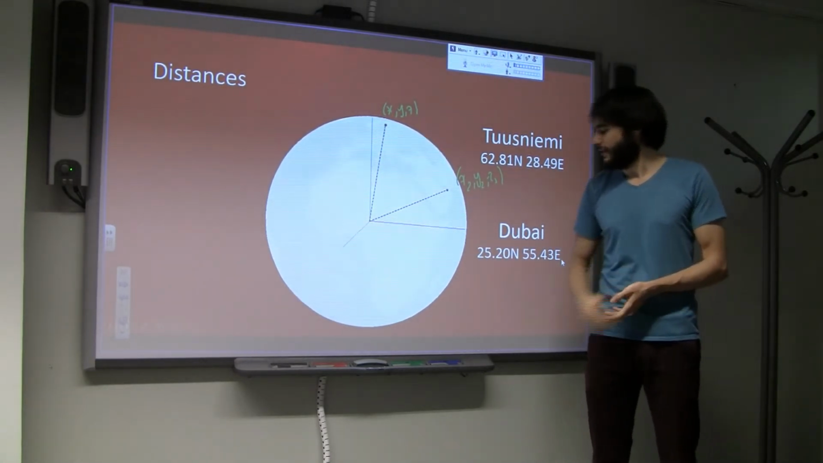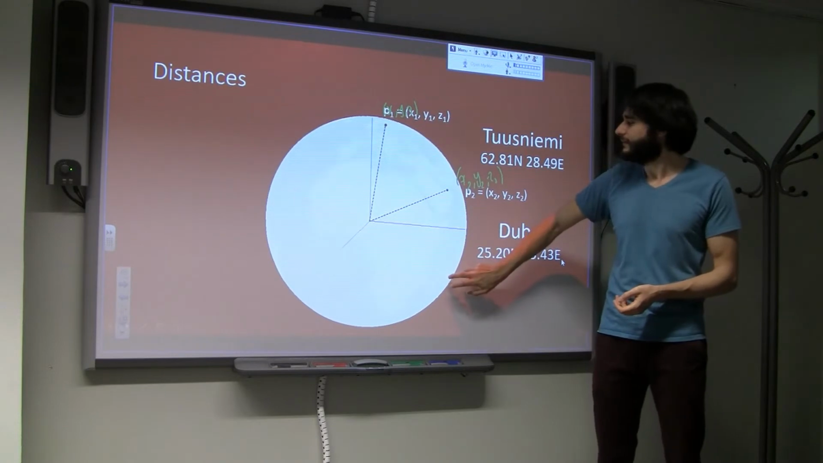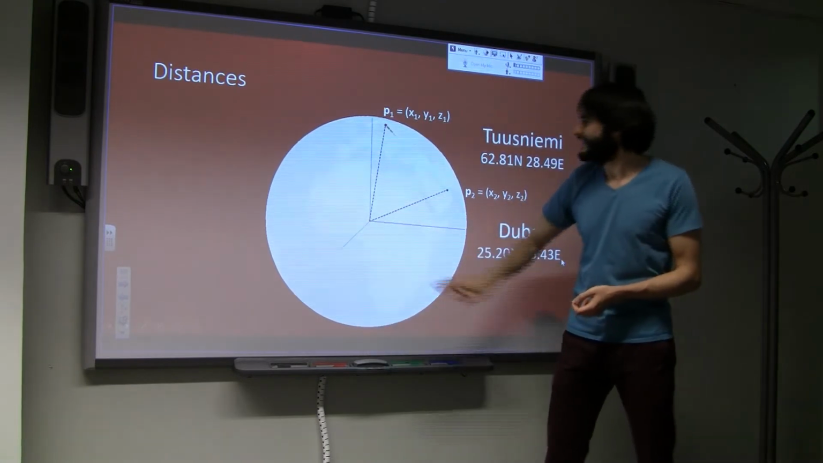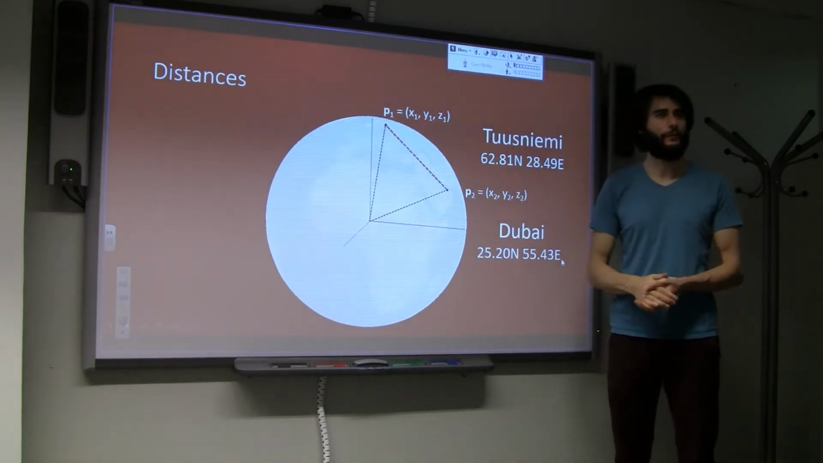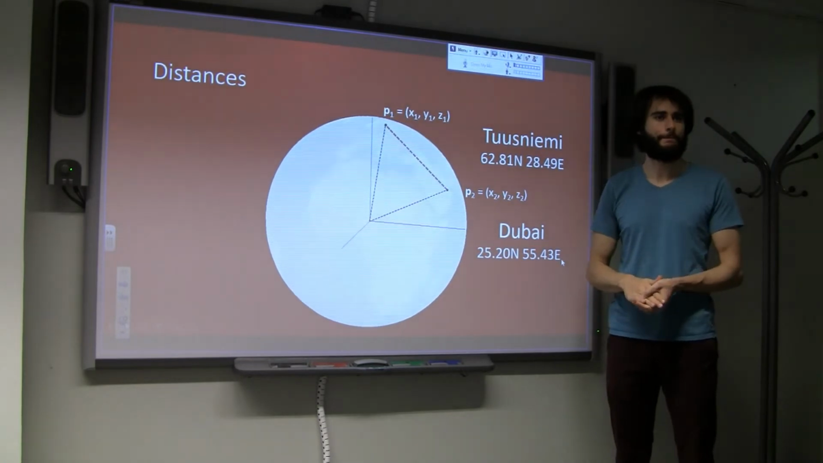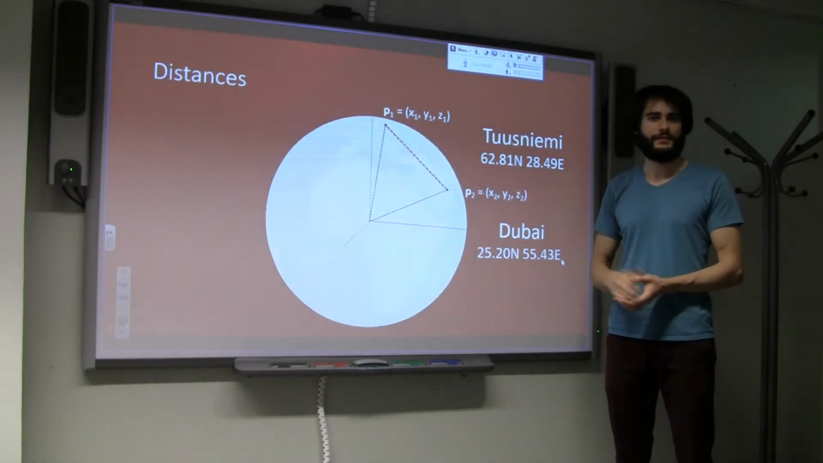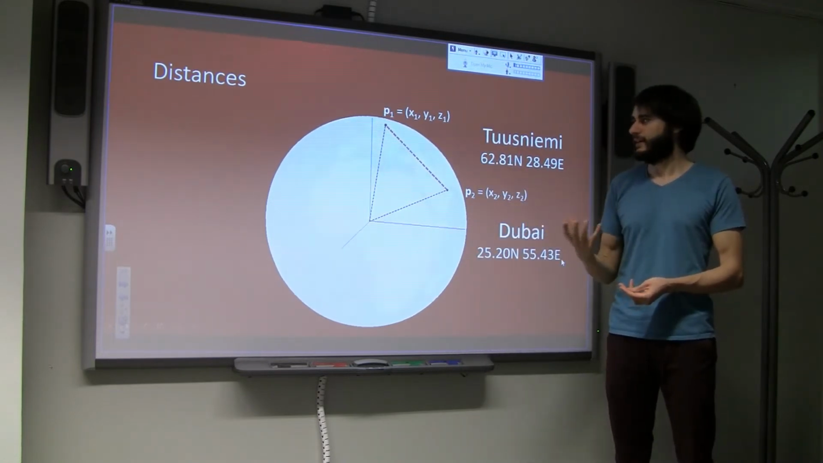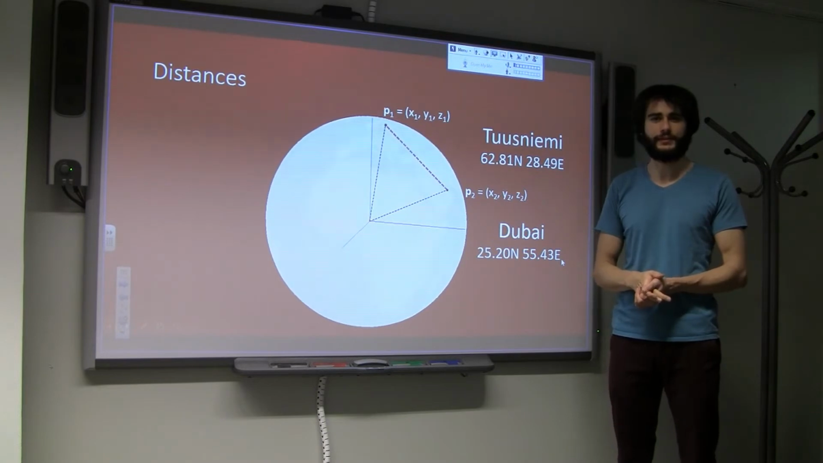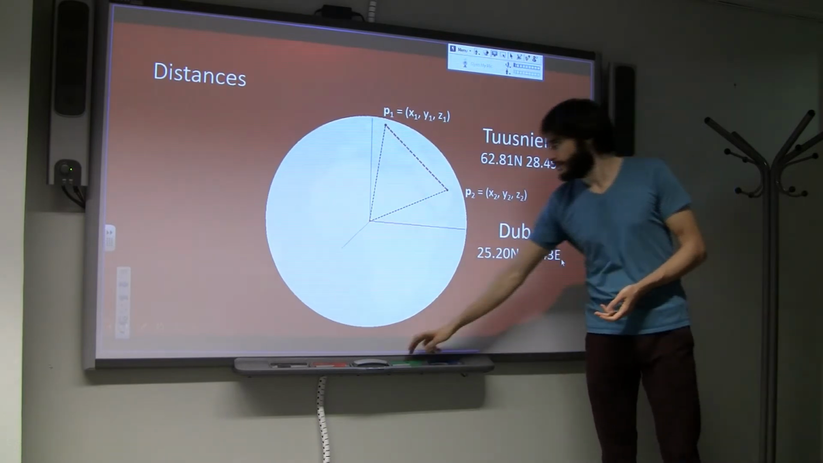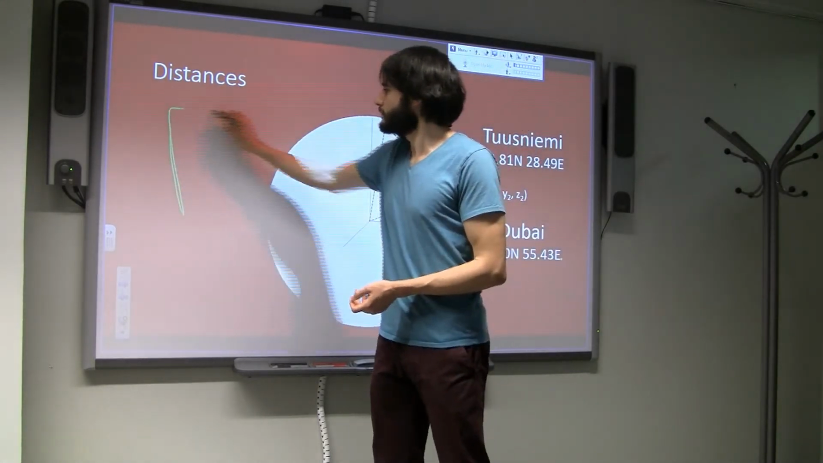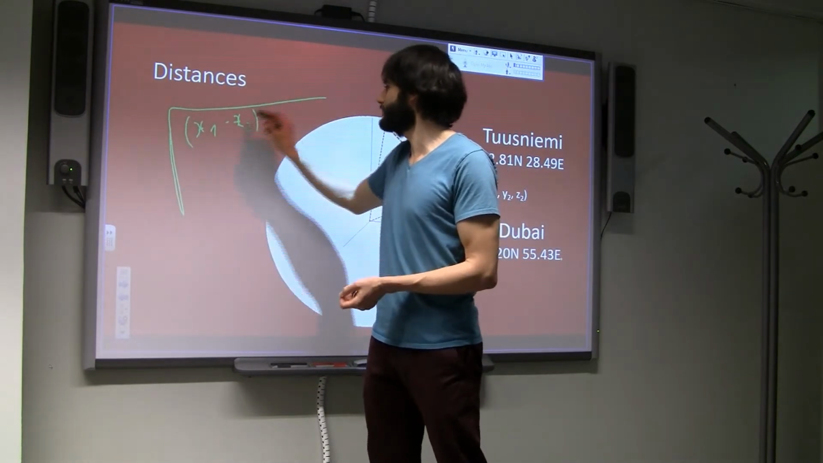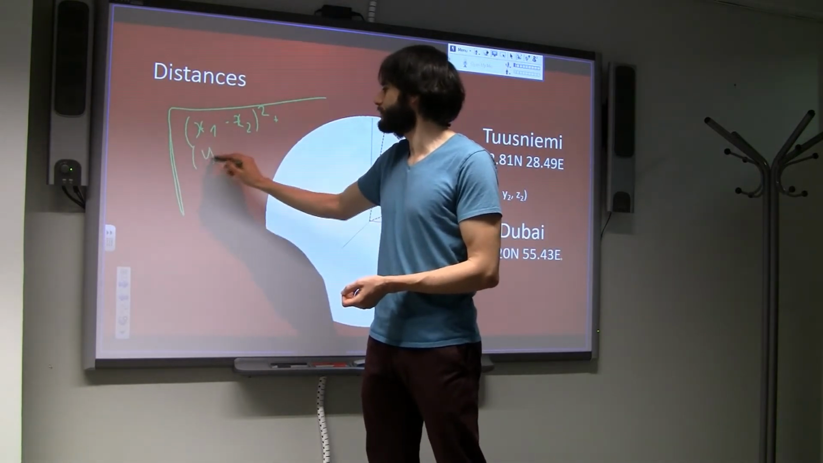So my question is, what is the length of this distance? What is this distance called? This is the Euclidean distance. It's a straight line between two points. How do I calculate this Euclidean distance between two points? Square root of x2 minus x1 squared, plus y2 minus y1 squared, plus z2 minus z1 squared.